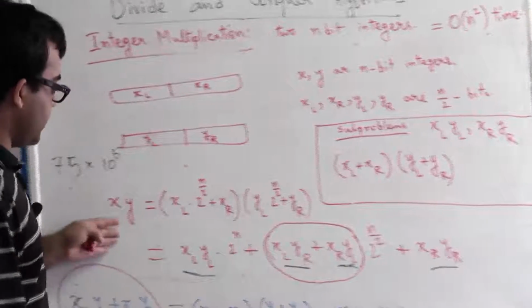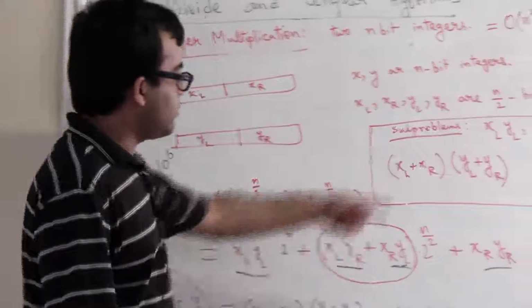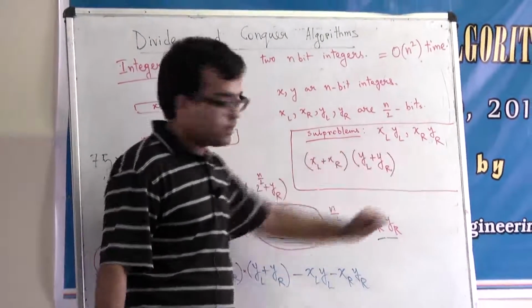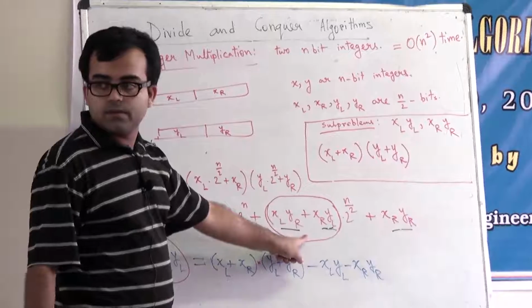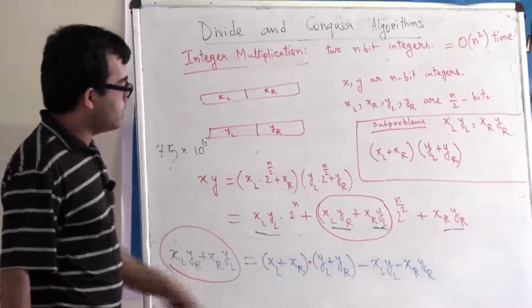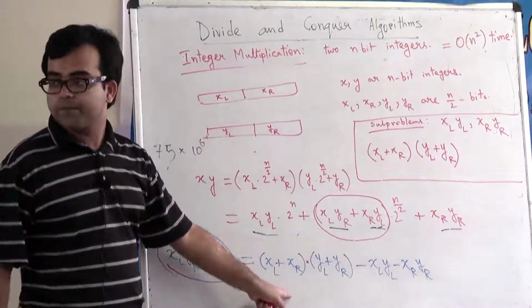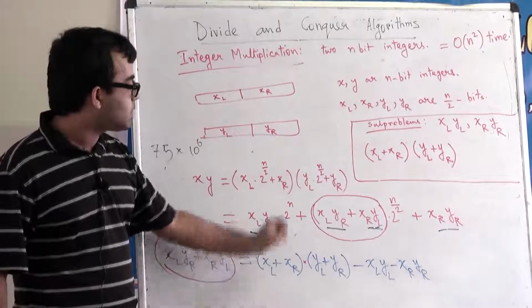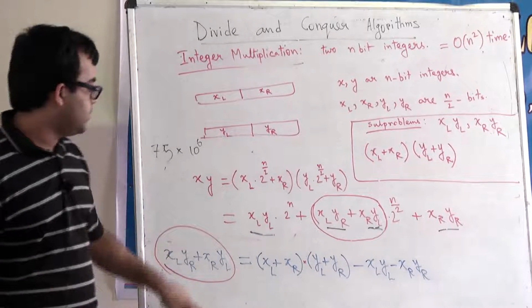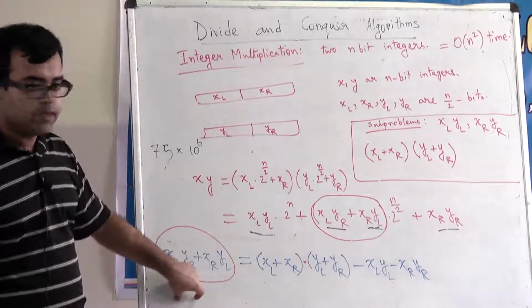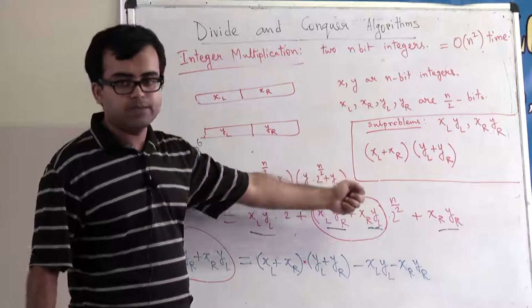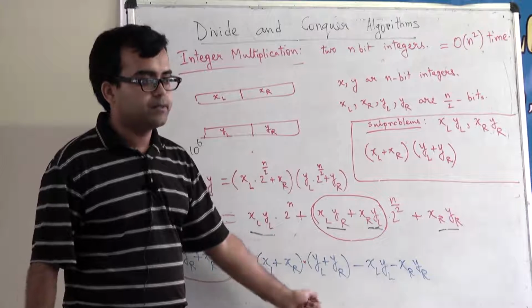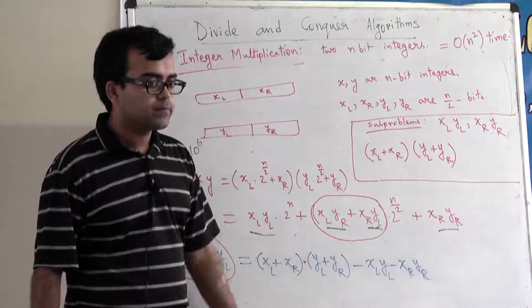But note this formula here. We have XL YL from this subproblem, we have XR YR from this subproblem, and we need this term. This term also we can get back from just these 3 subproblems only. Right? So the moral of the story is it's just some simple algebraic manipulation. If you just write this term like this, instead of solving 4 subproblems of size n over 2, you can get away with solving just 3 subproblems of size n over 2. Is this clear?